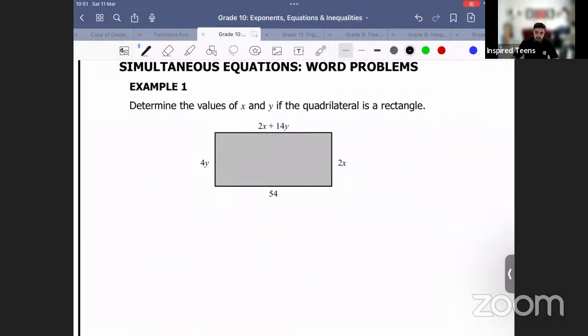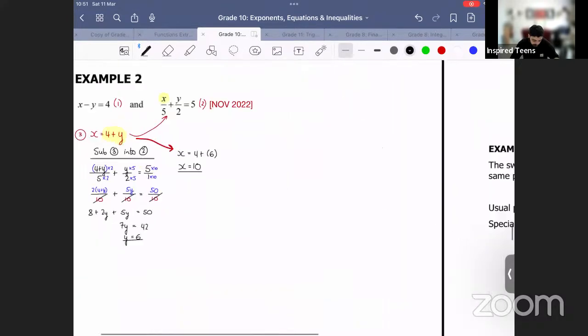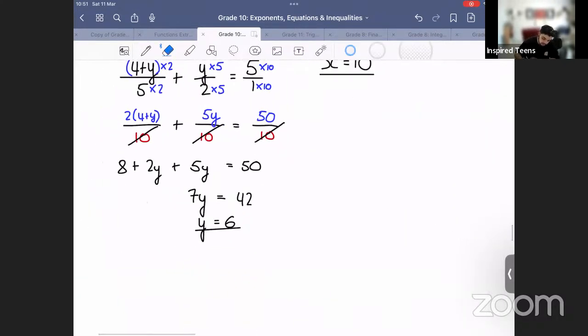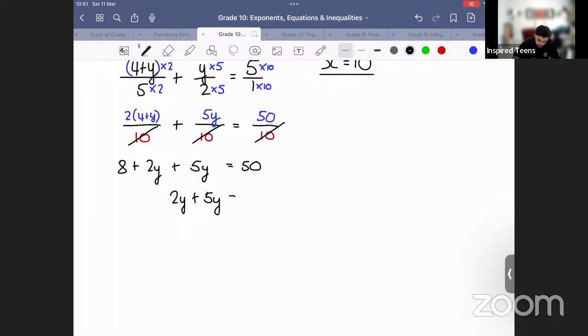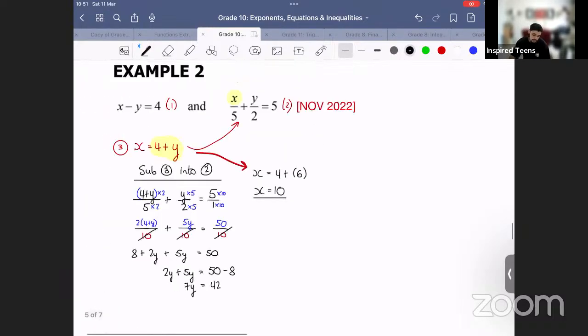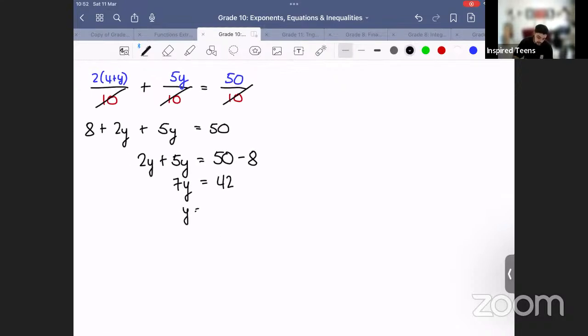Okay, let's look at simultaneous. How did we get 7y is equal to 42? Good question. I said 2 plus 2y plus 5y. Then I needed to take the numbers over, so I got 50 minus 8. 50 minus 8 is 42. 2 plus 5 is 7y. Thanks for that question. Then we divide both sides by 7. 42 divided by 7 is indeed 6.